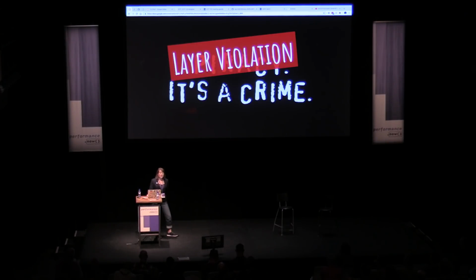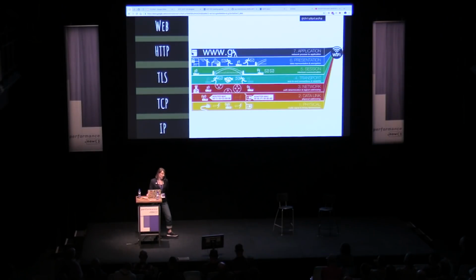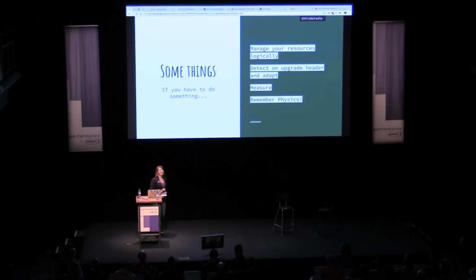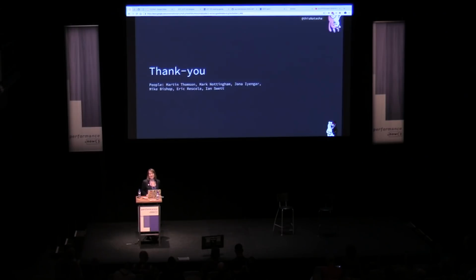The best thing for you to do is to measure, take those measurements and report them back to the IETF. Remember the OSI model. Just ignore the fact that there was one layer violation with QUIC and TLS. We don't need to worry about that. TLS is not really in its own layer, it's fine. And remember physics. You cannot beat the speed of light. And with that, I'll say thank you very much. I'm sorry for being over.